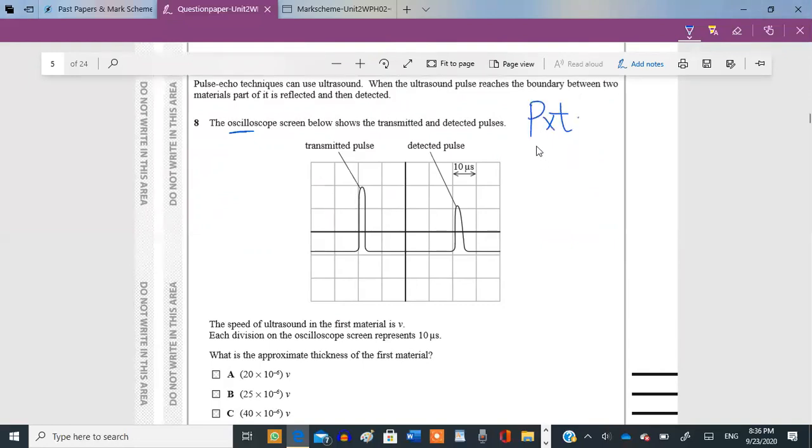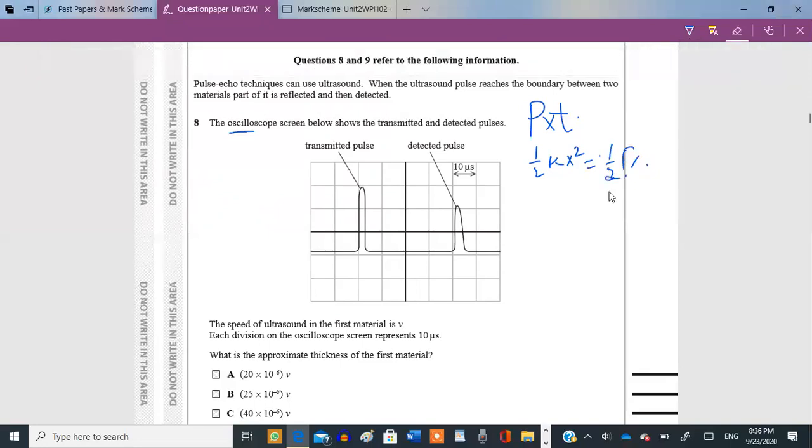If you're talking about strain energy, it's half kx squared, or half Fx. And there are many more. These are the more relevant ones right now. We can talk about that later. Let's complete the paper first.